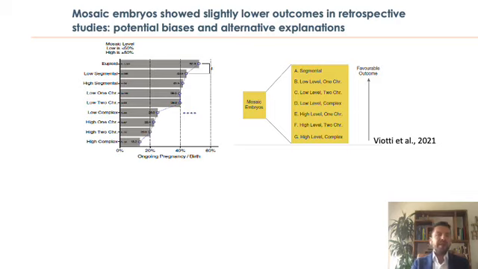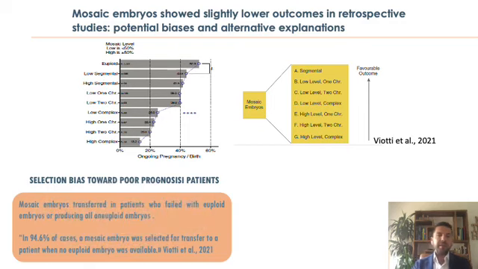However, these studies are all limited by their retrospective nature. In particular, there is a common selection bias when assessing the outcomes of these studies: the reproductive outcomes of mosaic embryos have been assessed in a very selected, poor prognosis patient population, because these embryos are usually transferred in patients who failed previous euploid embryo transfers or who produced all aneuploid embryos. Thus, there is a strong selection for poor prognosis patients in whom we measure the outcomes of putative mosaic embryos.